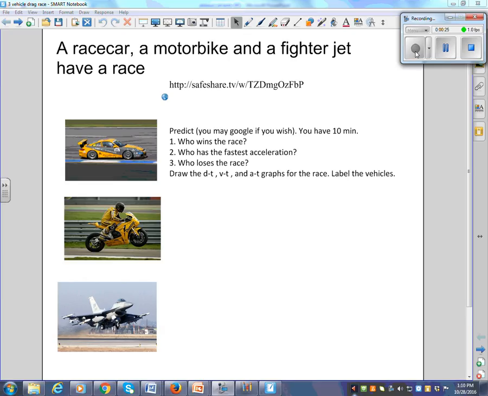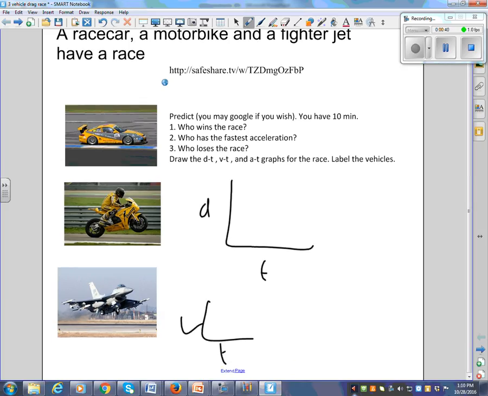Who loses the race? And I want you to draw the DT, VT, and AT graphs for the race and label the vehicle. So you should have 3 different graphs: a position time graph, a velocity time graph, and an acceleration time graph. On each of those, you should have 3 lines or curves: one for the car, one for the bike, one for the plane. Okay? You have 10 minutes. Go.